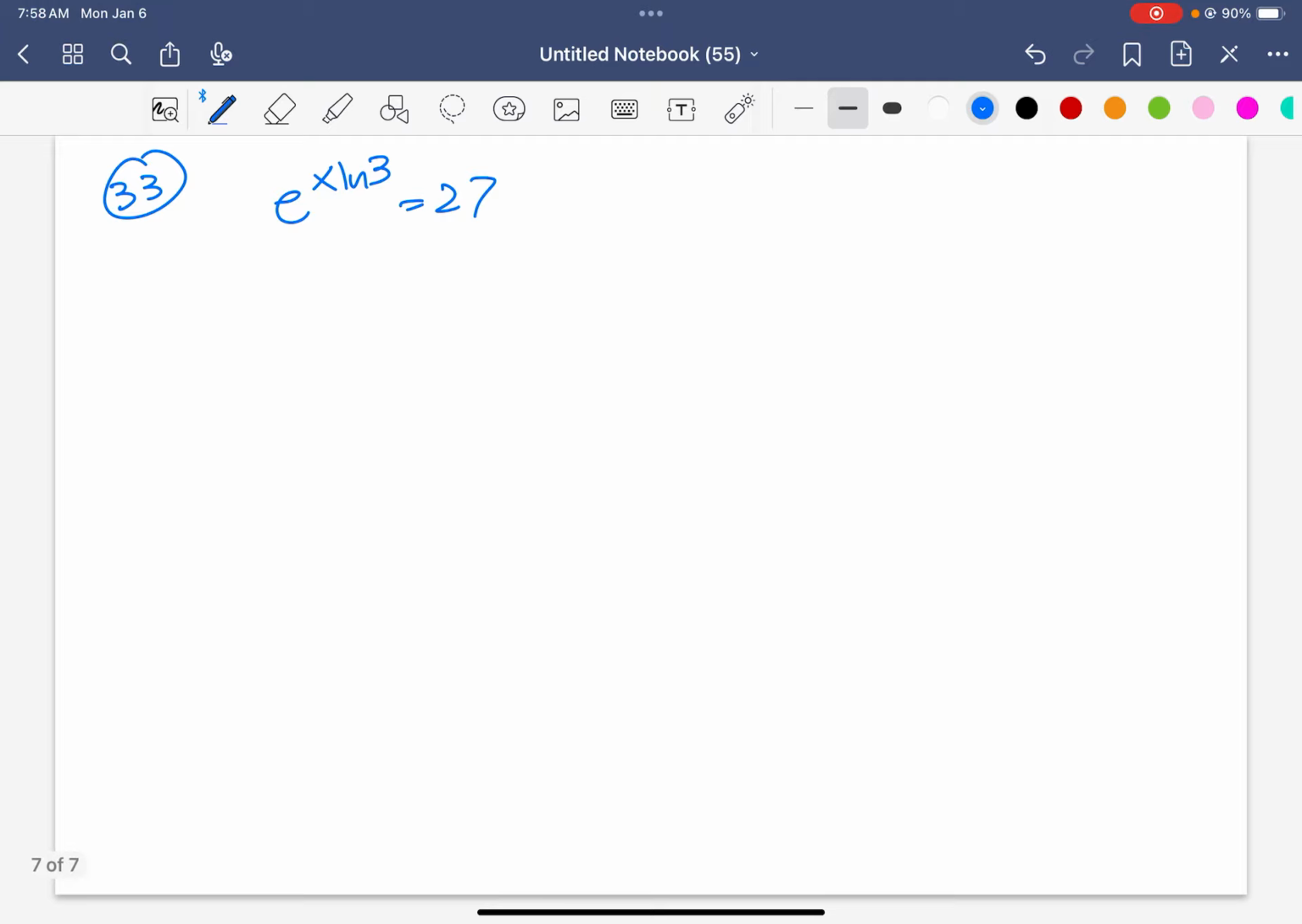Well, I want to change the form. I know that I can pull this x up and get the natural log of 3 to the x. Why did I do that? Because now I have e to the natural log of stuff, and I know that this e and this natural log cancel out in a sense. So that's why I pulled that x up. So you get 3 to the x is equal to 27, but I know that 3 to the third is equal to 27, so that is your answer. So that's 33.